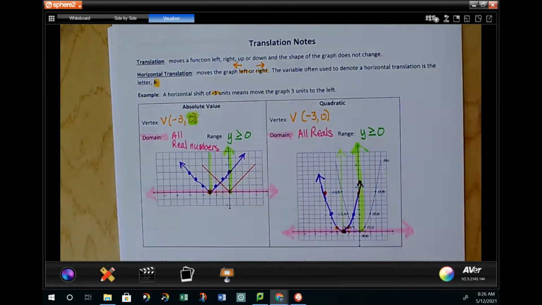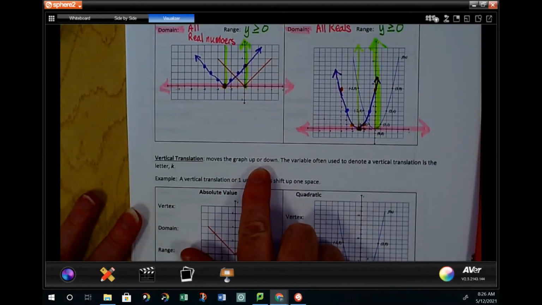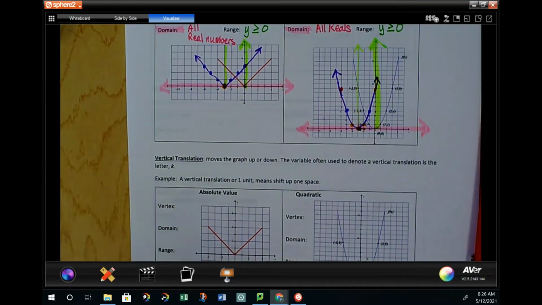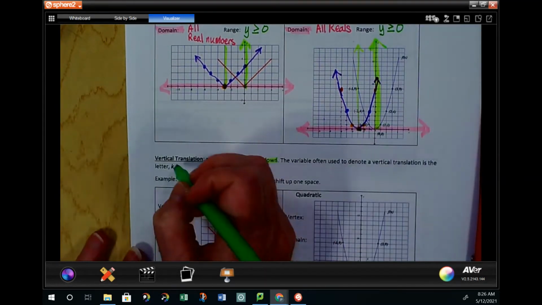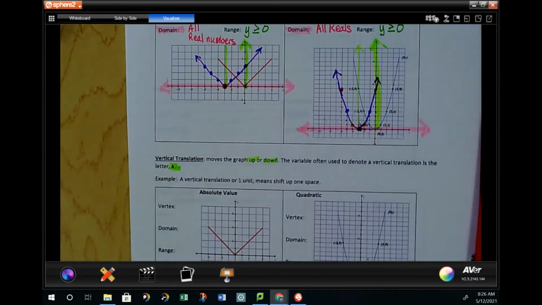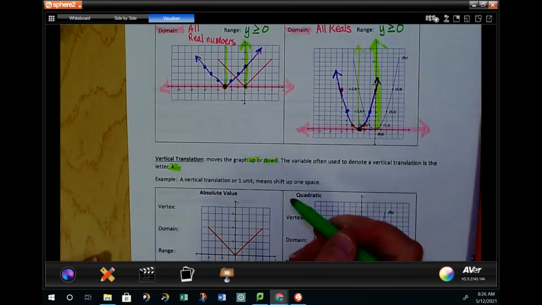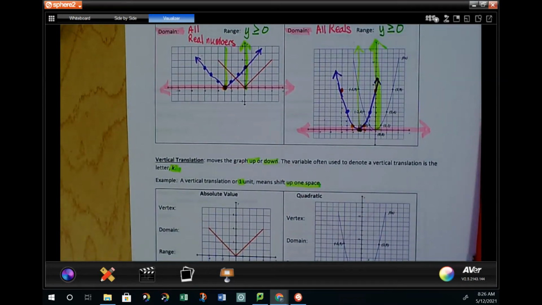Now we're going to do vertical translation. So vertical translation means that you're going to move it up or down. So we're going to move this up or down. You're either going to move it up or you're going to move it down, and we're going to use this letter K to represent that. So in this case, they're telling you that we're going to do a vertical translation of 1 unit. That means that I'm going to move it up 1 space because that's like a positive 1.